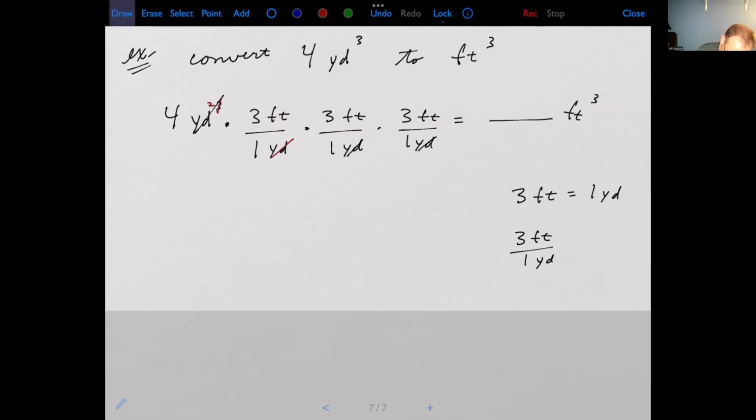So actually, let's complete this problem. If I multiply 4 over 1 times 3 over 1 times 3 over 1 times 3 over 1, it looks like that's going to be 27 times 4, which is 108. So 4 cubic yards is the same as 108 cubic feet.